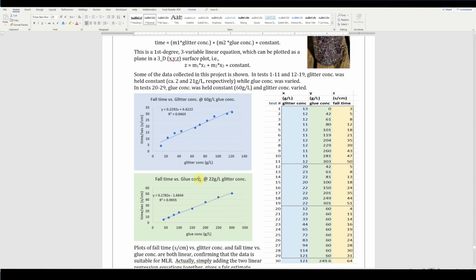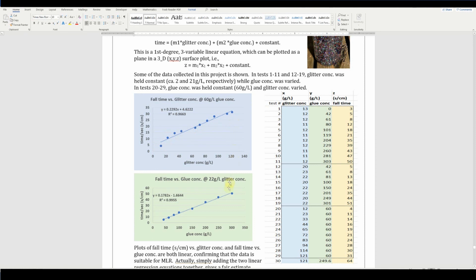Now, just to show you how we check if this is suitable for multiple linear regression, we can plot these individual variables. So in this case, with the constant glue concentration of 60 grams per liter, this is the data here. She plotted, or I plotted, glitter concentration, and we saw that fall time is linearly related to glitter concentration at a constant glue concentration. That's a direct linear relationship.